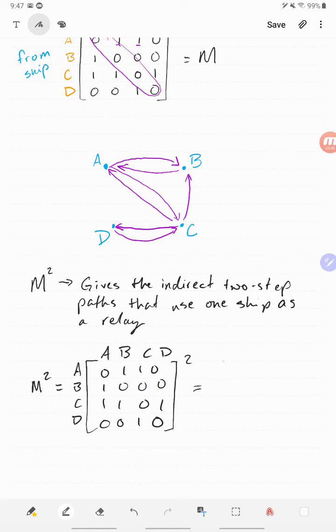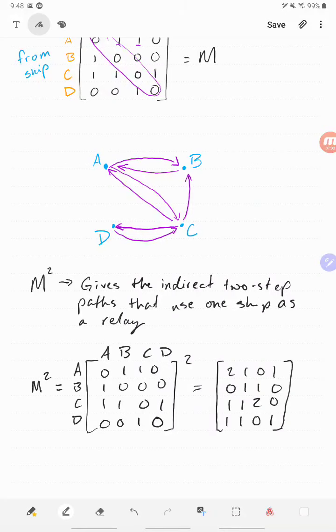All right, and you're going to get something that looks like this. You're going to get 2, 1, 0, 1, 0, 1, 1, 0, 1, 1, 2, 0, and 1, 1, 0, 1. Right? This is the squared matrix. And again, this tells us the indirect two-step paths that use one ship as a relay, right?